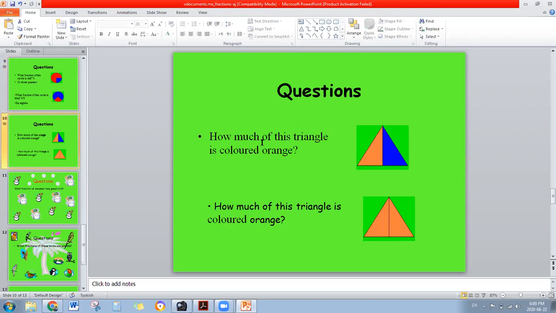Another one. How much of this triangle is colored orange? How many orange do I have? It's too easy, and without thinking, it's half. How much of this triangle is colored orange? All of them are orange, so I have 2 out of 2, or 2 halves. 2 halves make a whole one, because we complete the whole triangle.